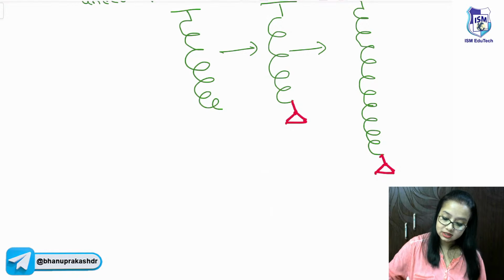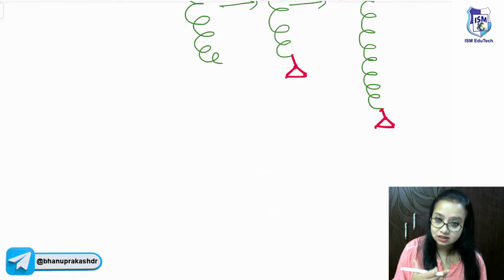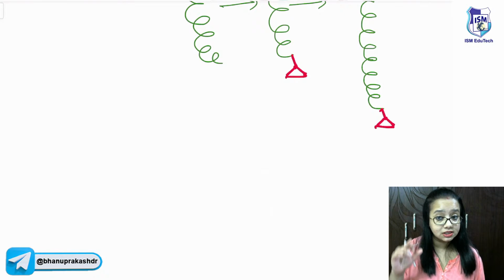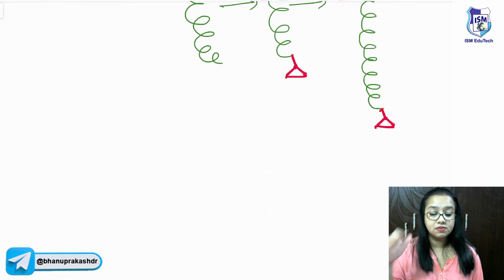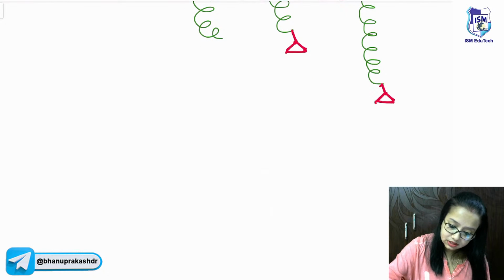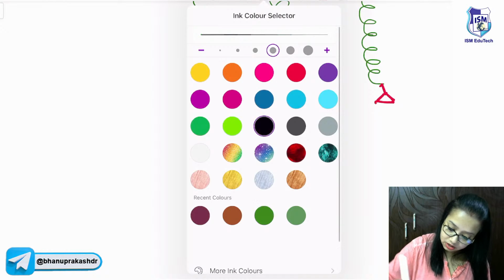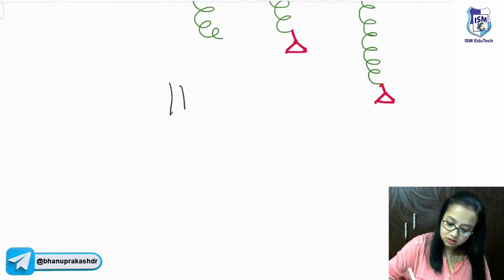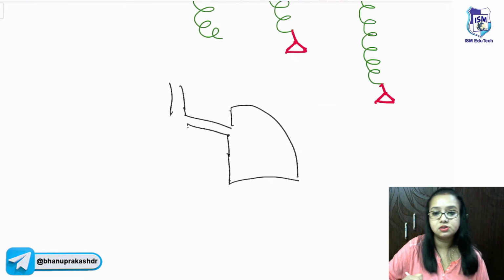Now, how does it correlate to the lungs? Because this is the respiratory system, right? We are talking about lungs. Other than that, we have also understood this compliance in terms of the blood vessels and heart in our previous regular lecture. Now, I'm just drawing the left lung. So this is the lung.